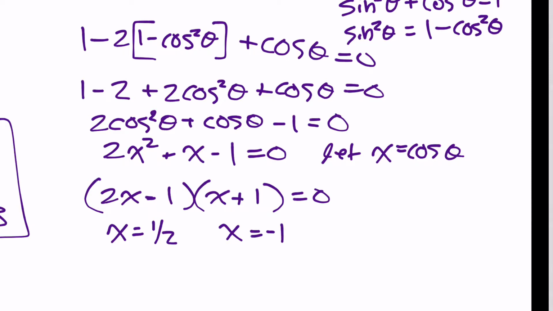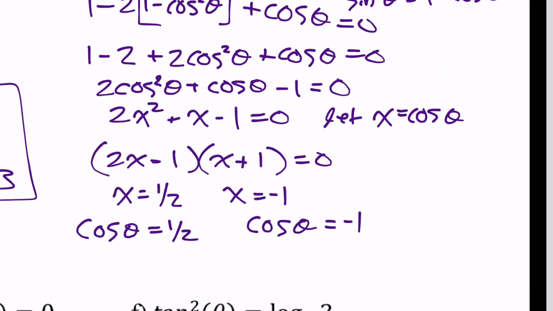But I don't want solutions in x, I want solutions in theta. Which means, really, whoa, that was a lot of loud dogs. So what I was getting at is instead of x equals 1/2, we can substitute back in cosine of theta equals 1/2. And similarly, cosine of theta equals negative 1.